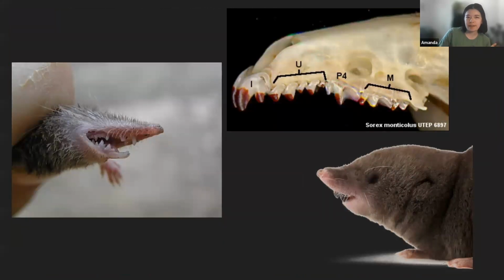Another group that has different incisors are shrews. All their teeth are very, very sharp because they primarily eat insects. So those front teeth are scalpel shaped like the vampire bat's, to grip prey and bring it in.